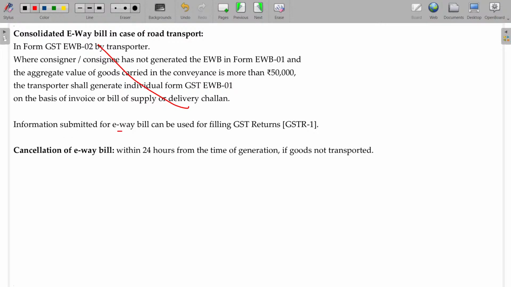Information submitted for e-way bill can be used for filing GST returns also. When you are electronically filing or updating in the e-way bill, that will be directly updated to the GSTR returns also. Sir, I prepared the e-way bill, but due to some reason I cannot move the goods. Maybe lorry breakdown or strike or some other natural calamity or some reasons. If within 24 hours from the time of generation, goods are not transported, then you can cancel the e-way bill. You can simply cancel.